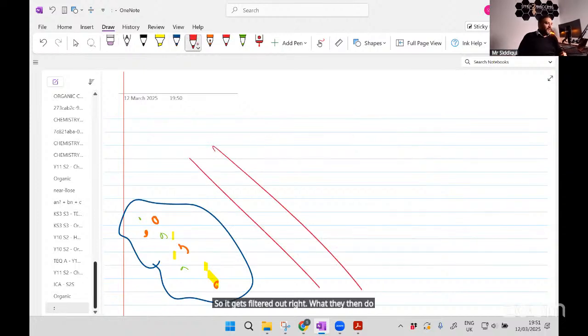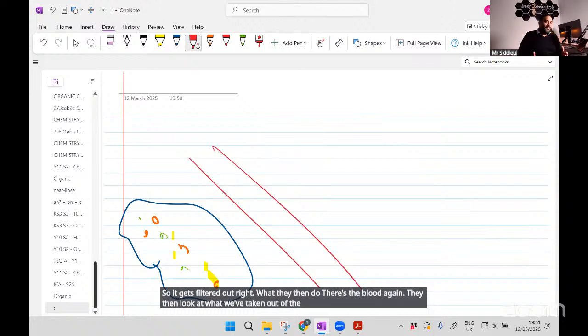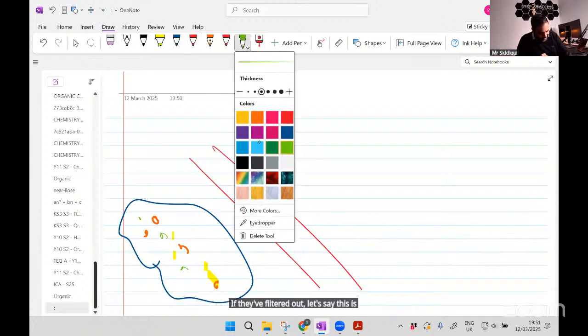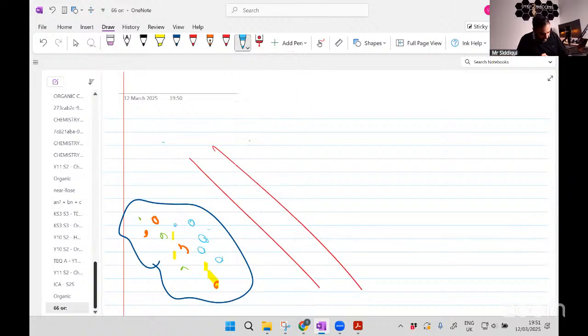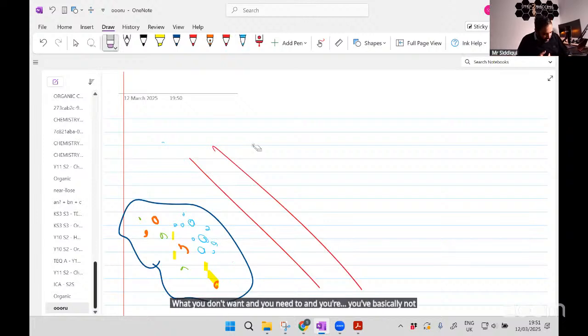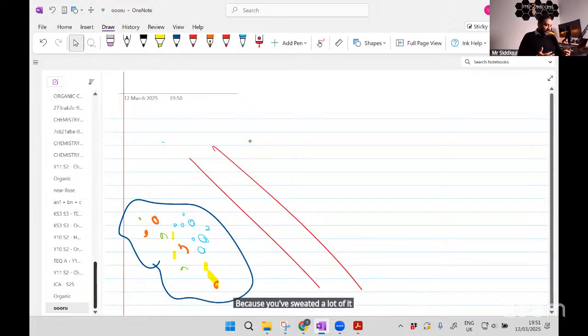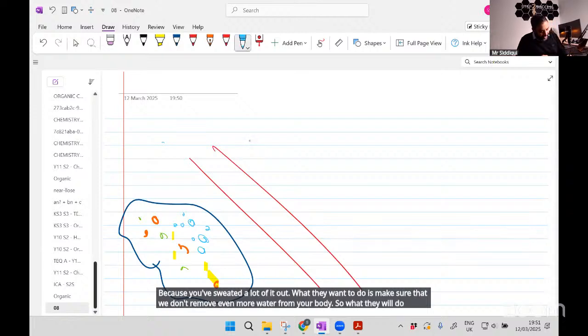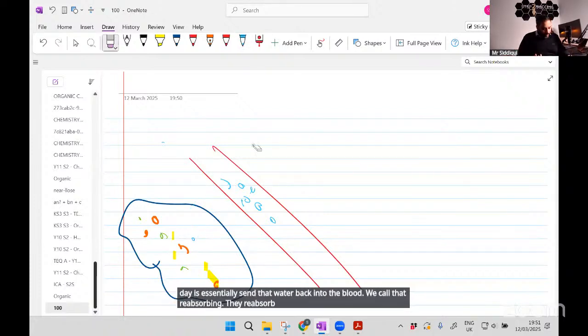yes, there's the blood again. They then look at what we've taken out of the blood and decide what we should keep and what we should get rid of. So, for example, if they've filtered out, let's say this is all the water that was in your blood before. And let's say it's a very hot day, right? You've basically not got that much water here because you've sweated a lot of it out. What they want to do is make sure that we don't remove even more water from your body. So what they will do on a hot day is essentially send that water back into the blood. We call that reabsorbing. They reabsorb the water that we want to keep.